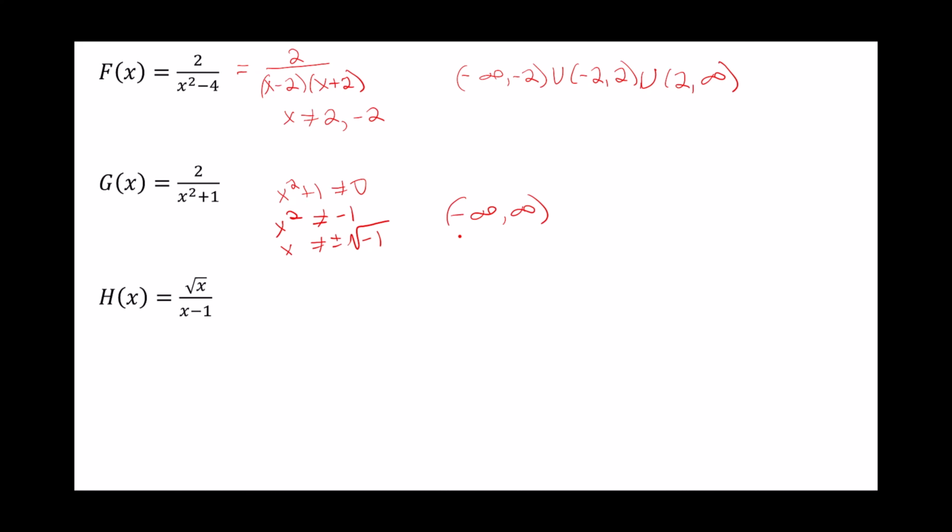Last one, h of x equals square root of x over x minus 1. So we know our denominator cannot be 0. So x minus 1 cannot be 0, which means x cannot be 1. And we also know whatever is inside a square root has to be greater than or equal to 0. So x has to be greater than or equal to 0, but x cannot be 1.